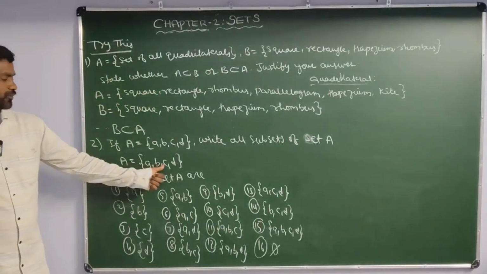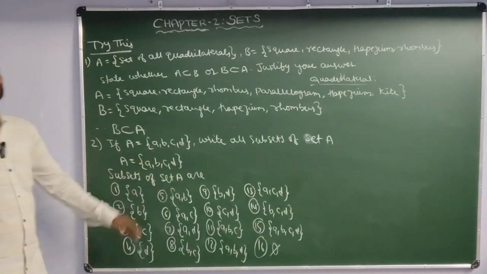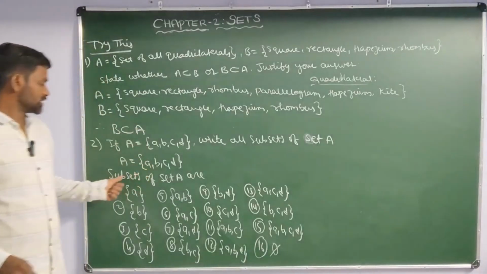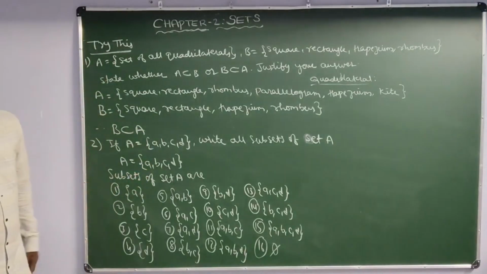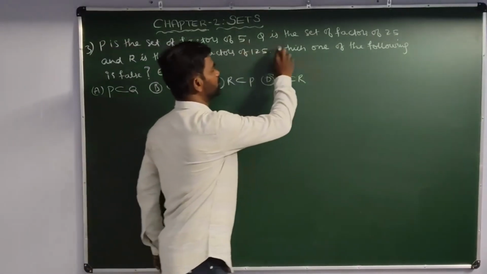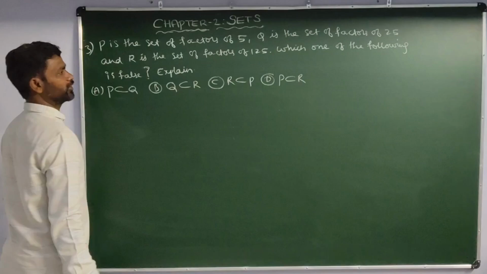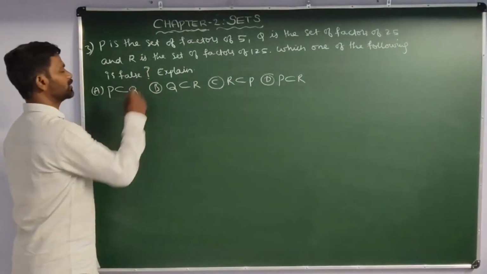A is equal to A, B, C, D. Four elements are there. We get 16 subsets. How many? 16 subsets. Okay, third question. P is the set of factors of 5. Q is the set of factors of 25. And R is the set of factors of 125. Which of the following is false, and explain.